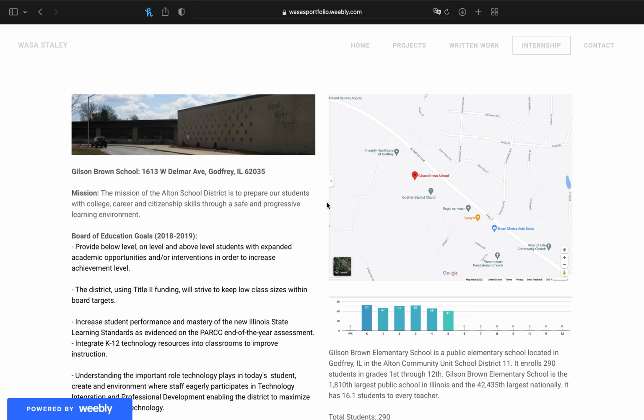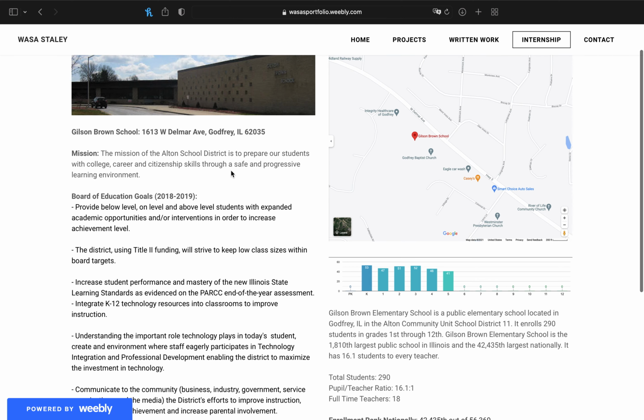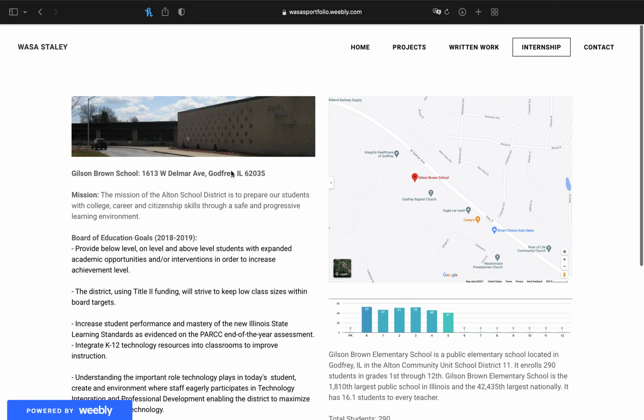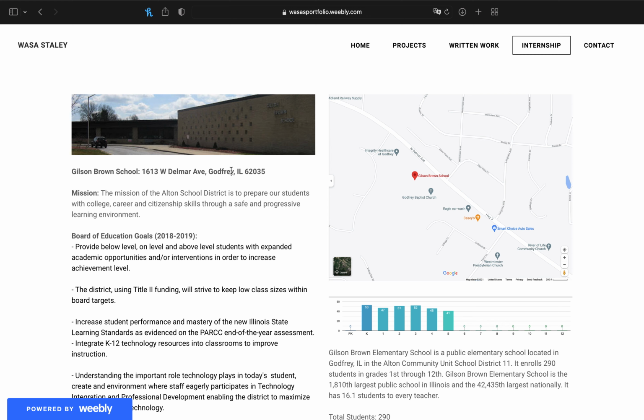So here is a page about my internship, in terms of where I interned at Gilson Brown Elementary School. They're located about 15 minutes away, next to the Casey's. I don't know if everyone has driven the back roads or through Clifton Terrace, and it's kind of on the way into town. So I found the mission statement of the Alton School District.